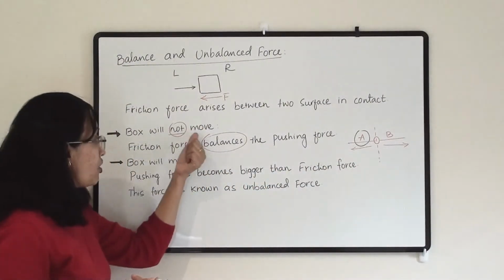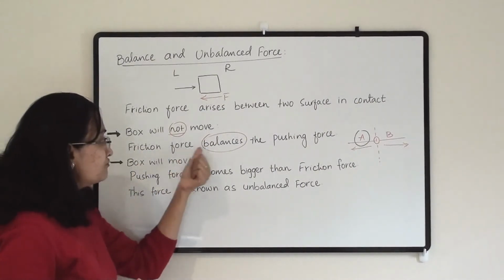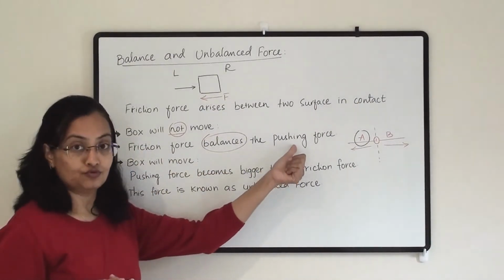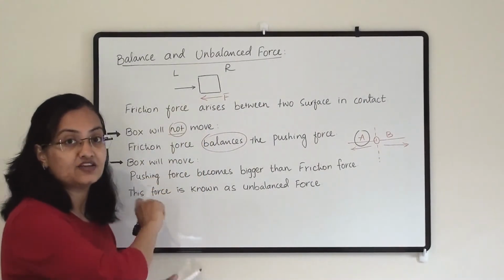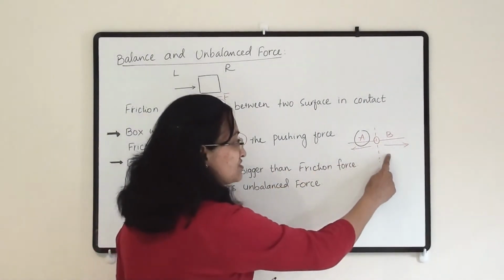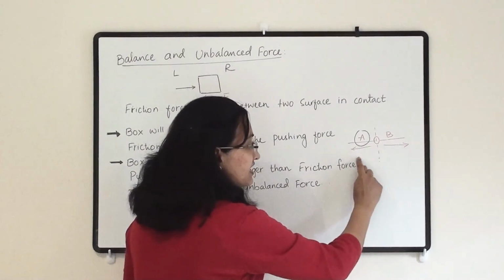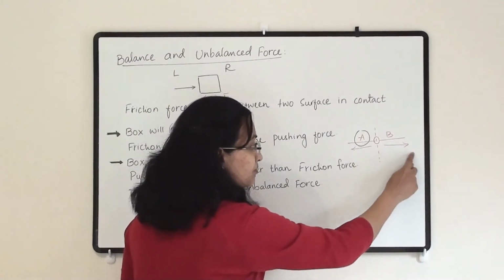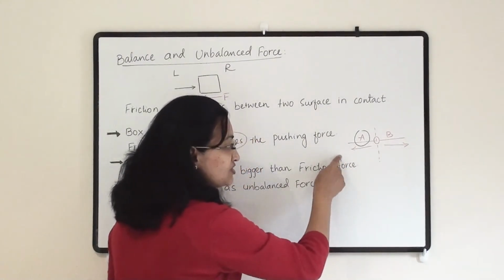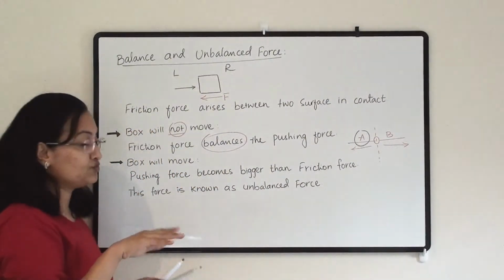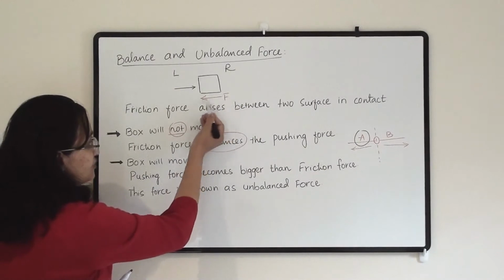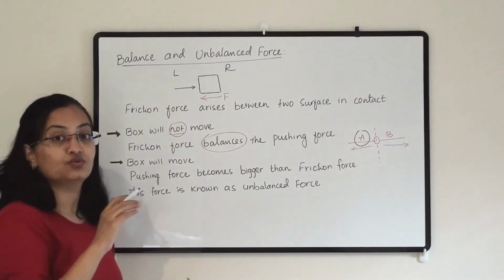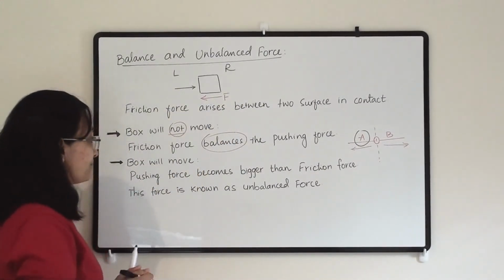So the box will not move because the friction force balances the pushing force. Friction force will always be in the opposite direction. Here the force will balance because this is a balanced situation. B team is pulling it towards this side and A team is pulling it towards this side. So that force will be balanced. Here also I am pushing it towards this side and the friction force is from the opposite side. So that force will be balanced.